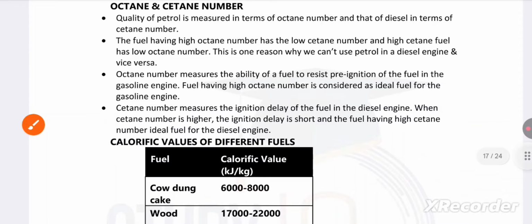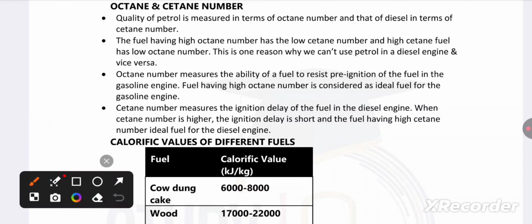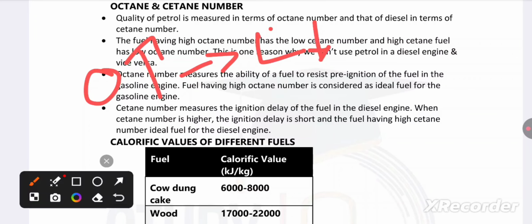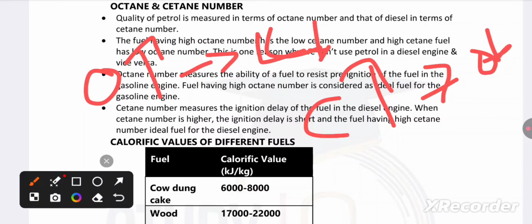The fuel having a high octane number has a low cetane number, and the high cetane fuel has a low octane number. Both are vice versa. If the octane number is high, then it has low cetane. If cetane is high, it has low octane.